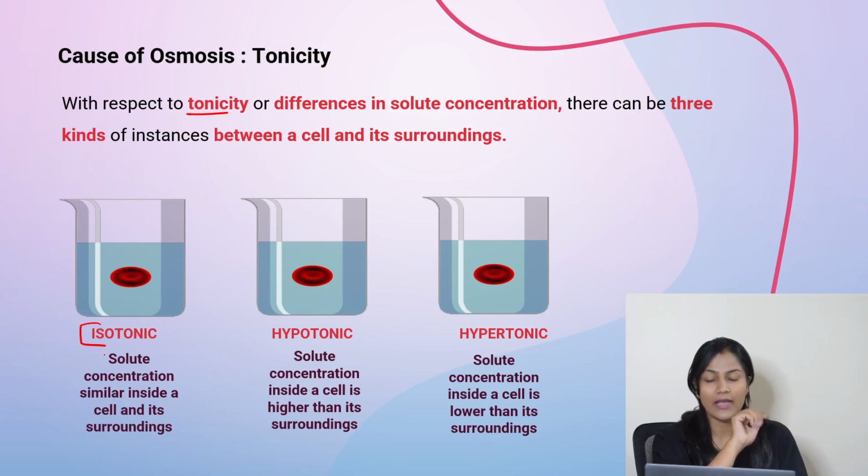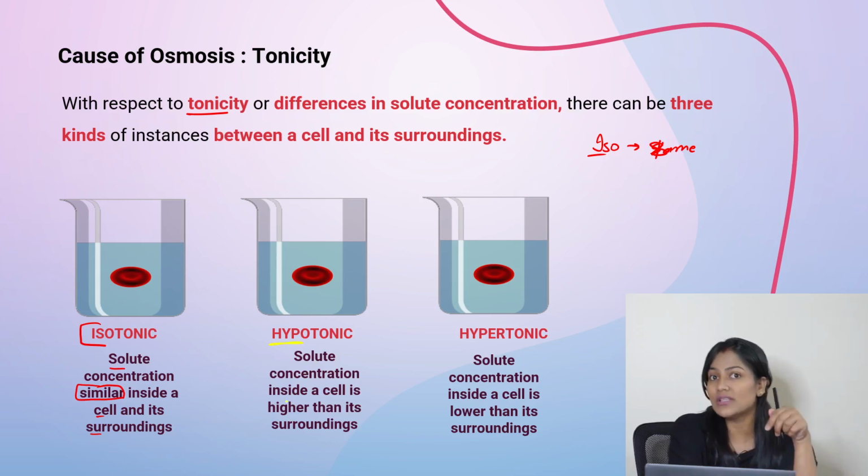Isotonic. Iso. What does the word iso mean? Iso means same. Yes. So they are going to have the same concentration of solute inside the cell and outside the cell. Both of them are going to have the same solute concentration. This is isotonic. So the solute concentration is similar in the cell and its surrounding. Next one is hypotonic. Hypotonic means that the solute concentration inside a cell is higher than its surrounding.